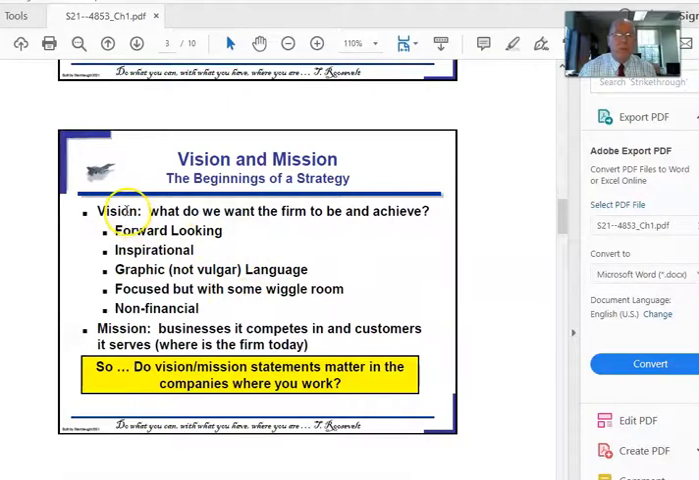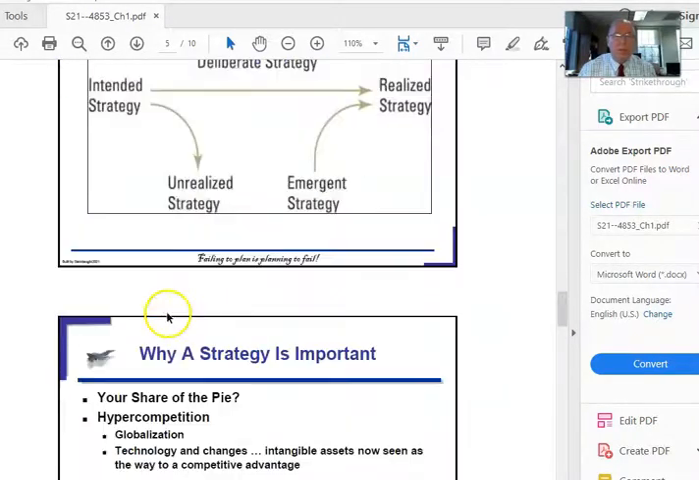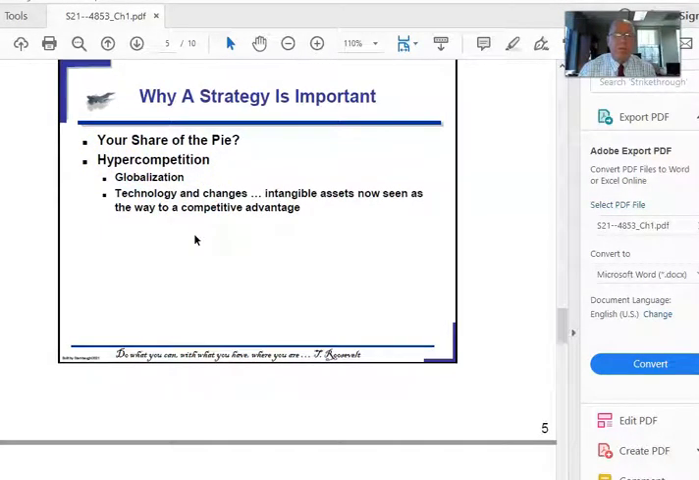Make sure you know the difference between a vision and a mission statement, and specifically what would be good elements of a vision and mission statement. Nothing on any of these. Understand the concept of hypercompetition and what contributes to that.